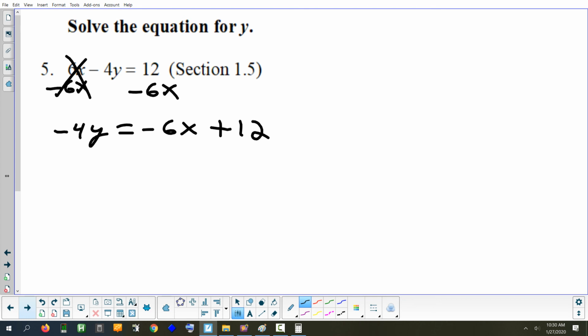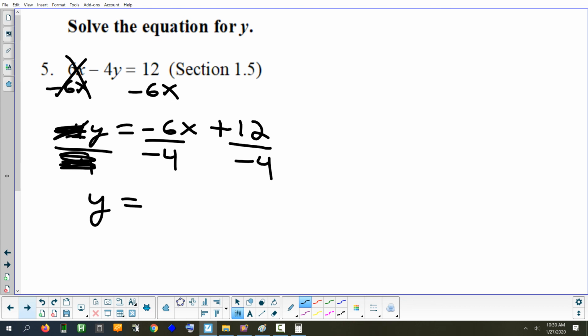Okay, is y by itself now? No. What would be our last step? Divide by negative 4. Divide by negative 4, negative 4, negative 4. When you do division, you have to do it in all 3 spots. This and this are gone. Now what's on the left? Y. That's exactly what we wanted. It said to get y by itself.